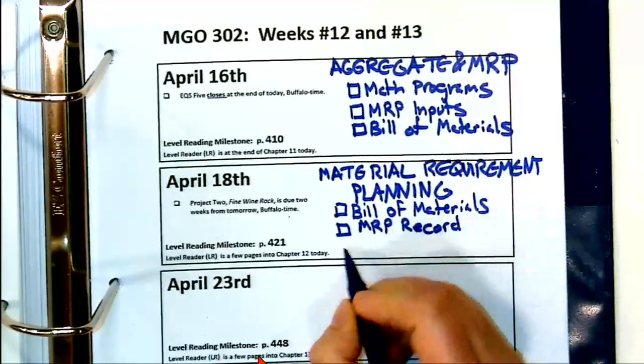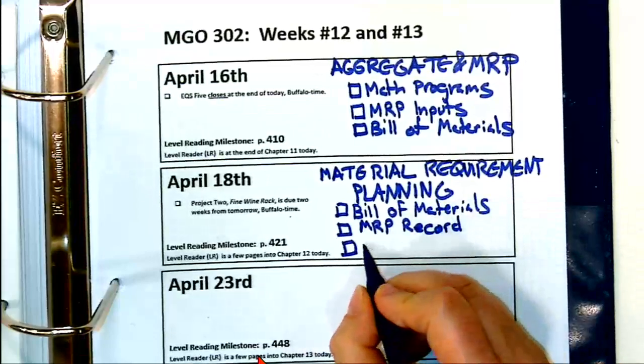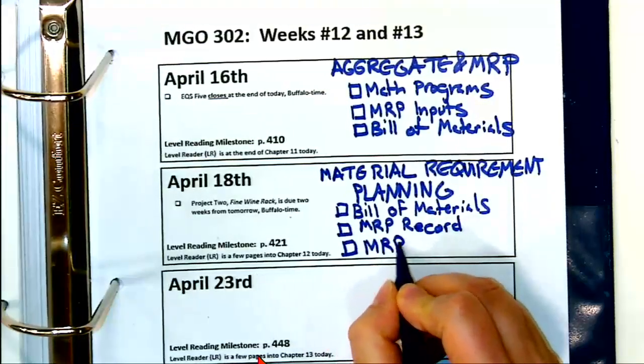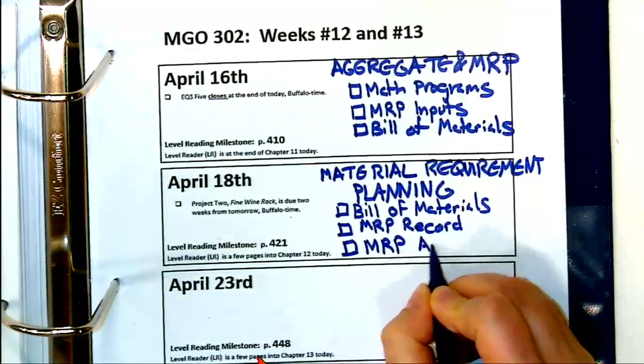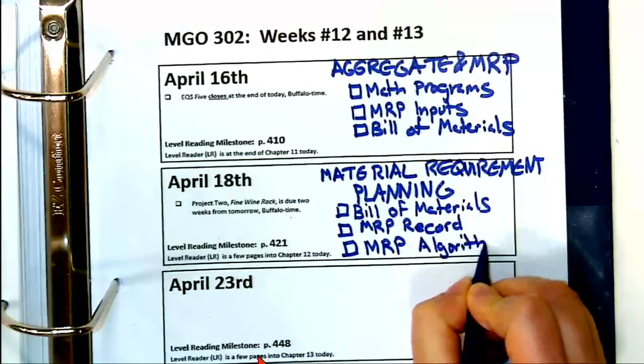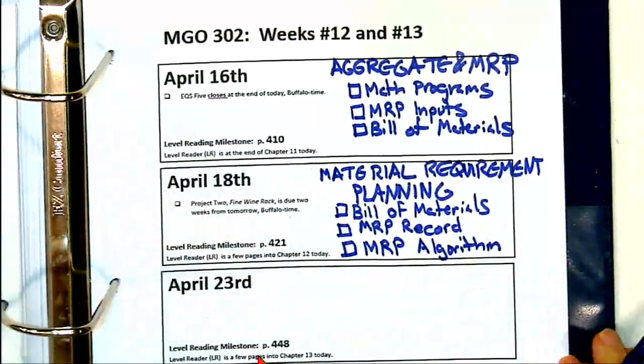Just all by itself, because this is all working its way up to the MRP, Material Requirements Planning, algorithm. An algorithm is a process that consists of a series of steps.